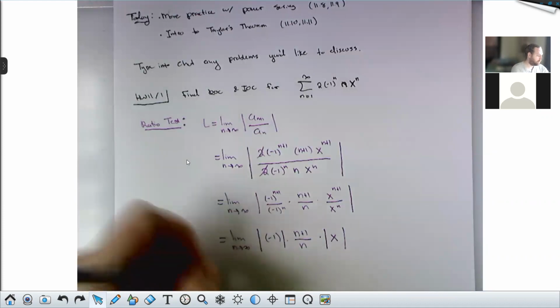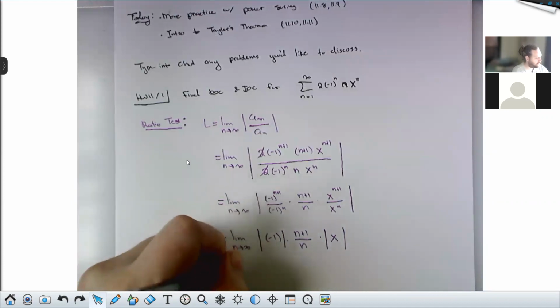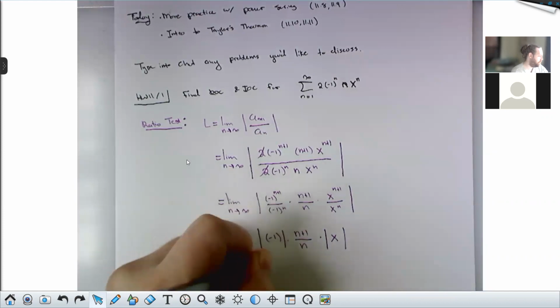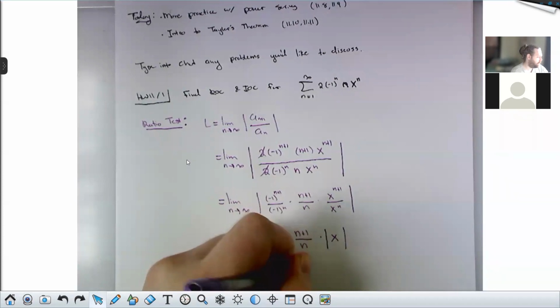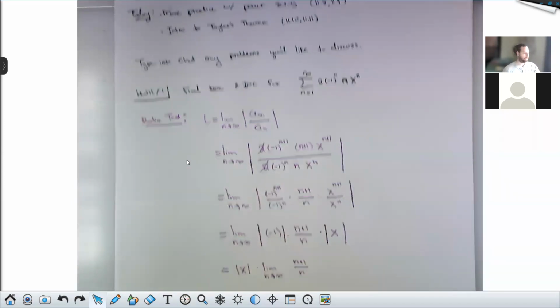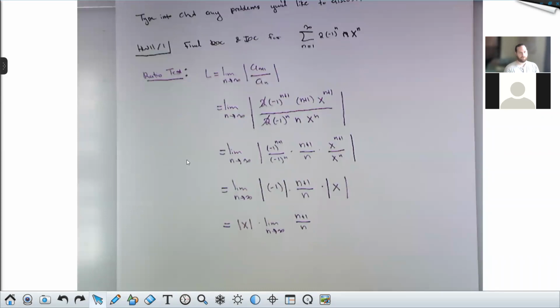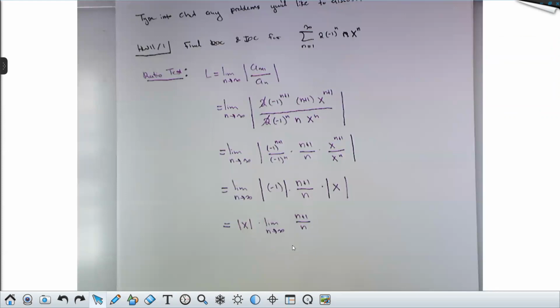I will pop the absolute value of x outside the limit because it doesn't have any n's in it. I'm left with lim n to infinity of n plus 1 over n. What is the limit as n goes to infinity of n plus 1 over n? What is this piece? Very good, it's 1. You can think of it as a L'Hopital rule thing. You can think of it as a renormalization thing. You can think of it as a ratio of lead coefficients thing. However you get there, this limit is 1. At this point, we should be very comfortable with that.